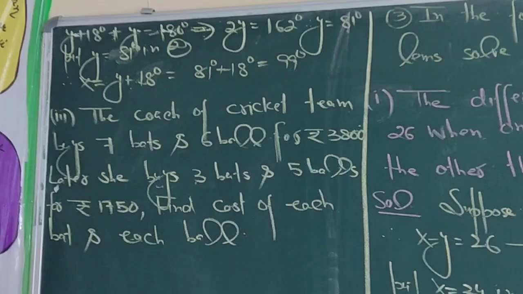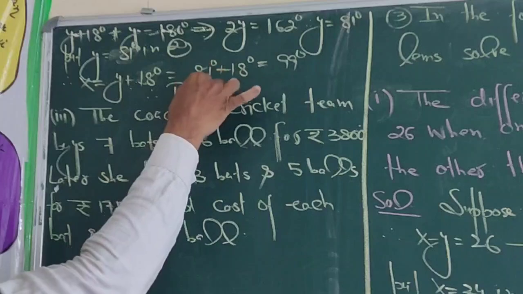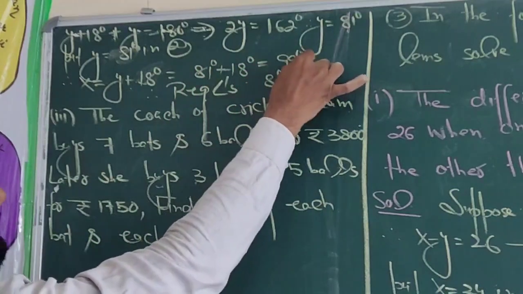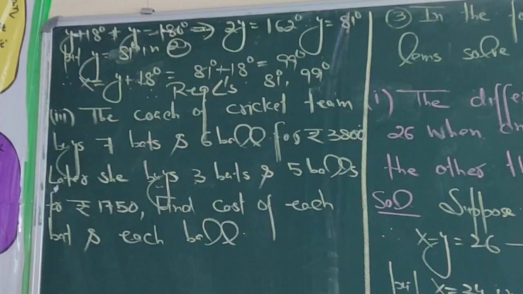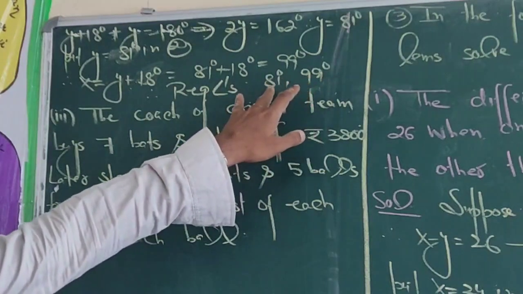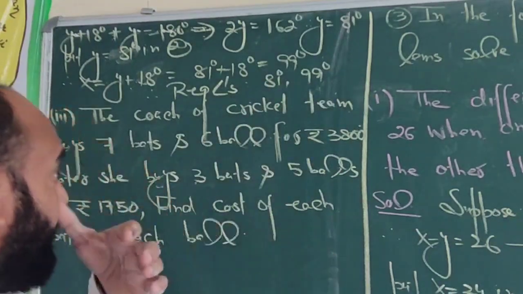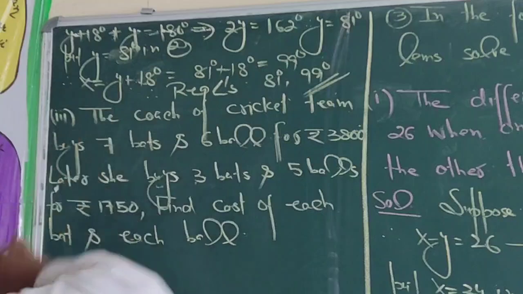So the required angles are 81 degrees and 99 degrees. These are the two angles which are supplementary, and one of them exceeds the other by 18 degrees. We also check its conditions. When we add 81 degrees plus 99 degrees, we get 180, and we see 99 is 18 degrees more than 81 degrees. So these are the required angles.